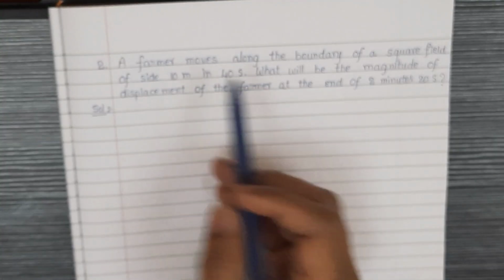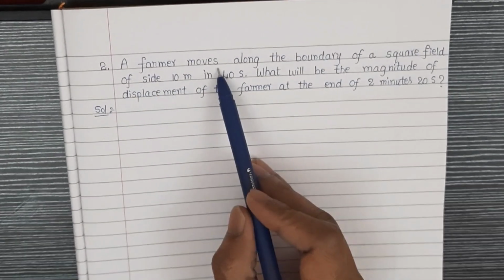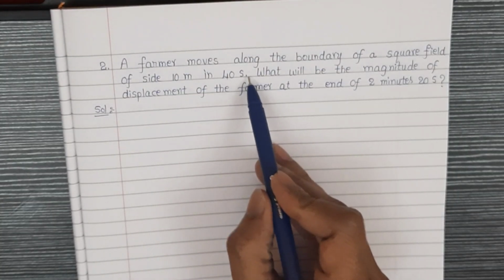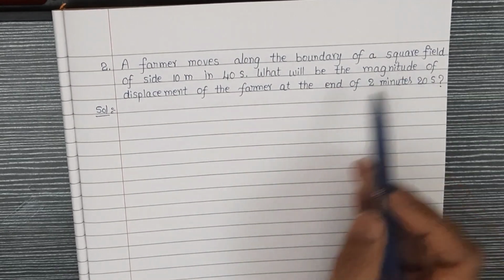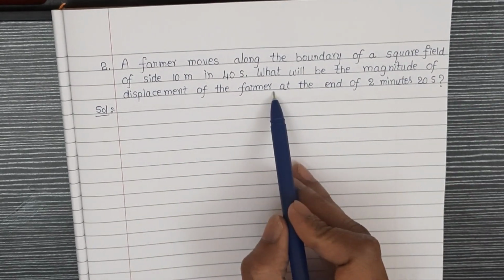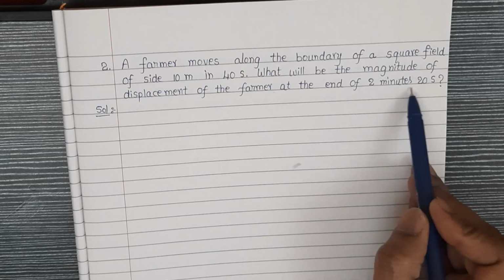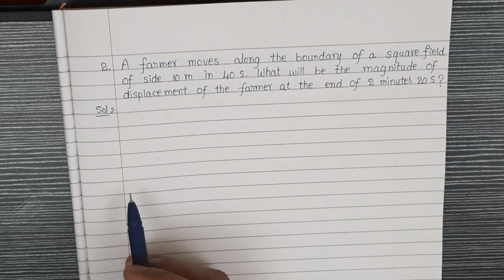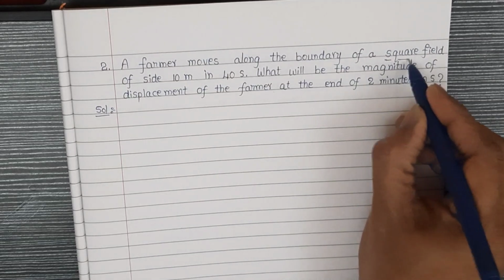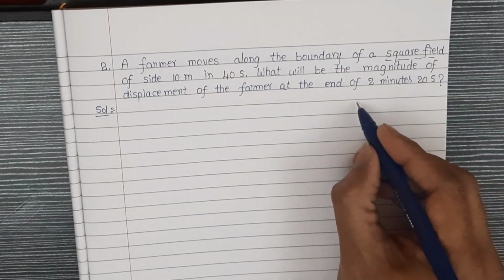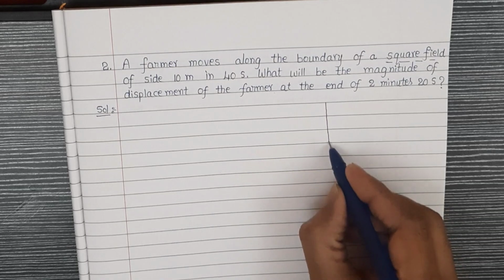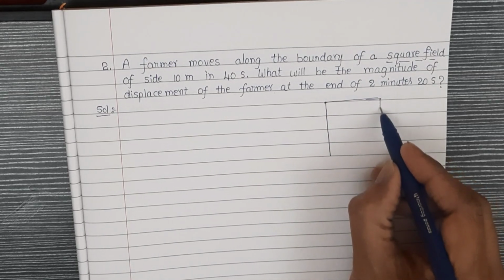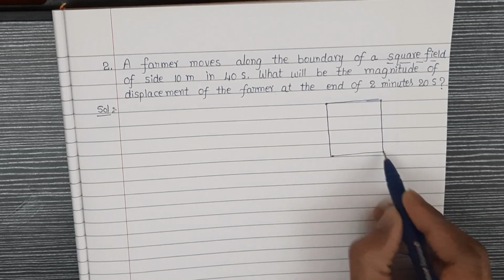Now the second question. A farmer moves along the boundary of a square field of side 10 meter in 40 seconds. What will be the magnitude of displacement of the farmer at the end of 2 minutes 20 seconds? That is the question given. If you look at the question, it is very clearly evident the field is in the shape of a square. So let us draw a small diagram to understand the question, whose side is 10 meter.